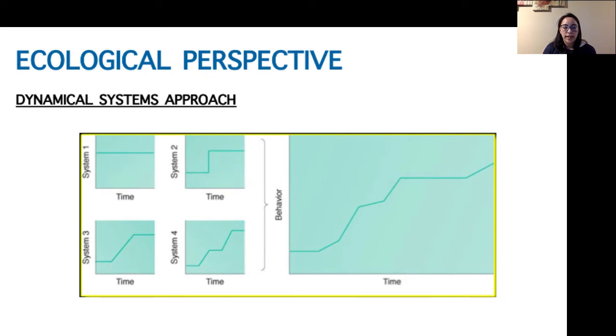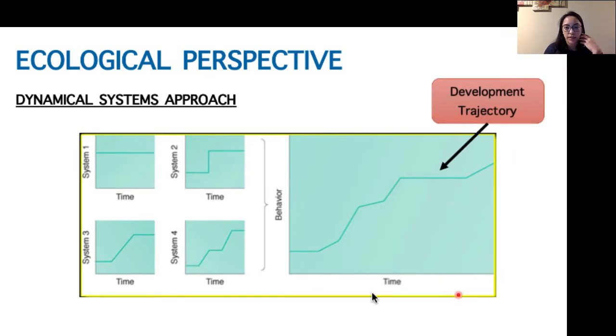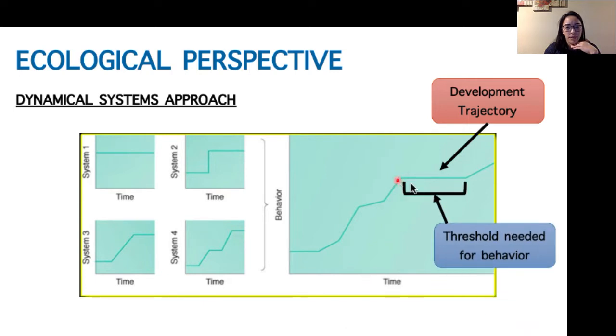So let's say we have a developmental trajectory, which we said usually tracks some type of motor behavior or physical characteristic over a period of time. Okay, so within our dynamical systems approach, there is a certain threshold that needs to be met in order for a certain behavior to appear. So let's say in this example that our developmental trajectory has some threshold needed for the behavior to emerge.